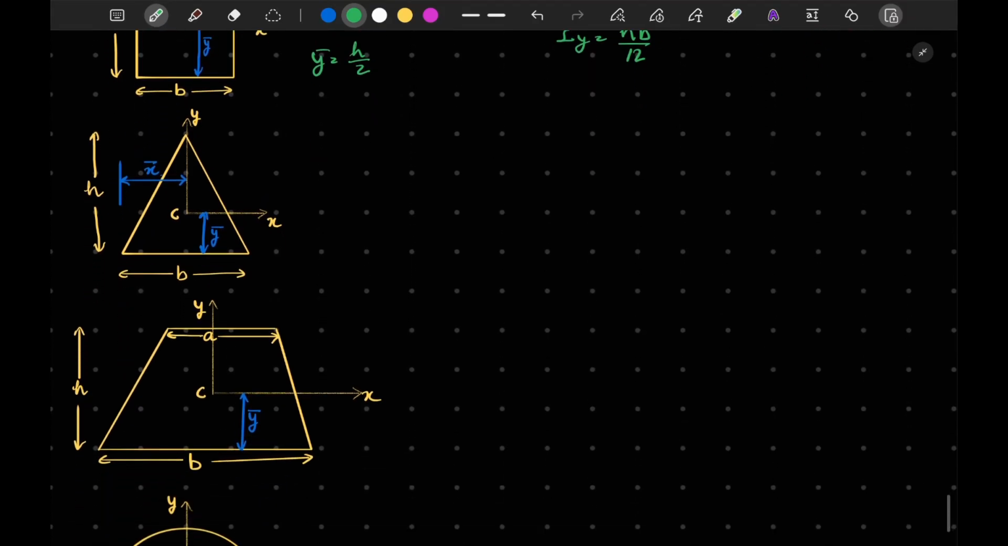Now our next figure is the triangle. In case of a triangle, I can write my area, where b is the base and h is the height, so bh by 2 is the area. I can write x bar: since this line is our axis of symmetry, this should be b by 2. And y bar is given by h by 3. At one third height there is the centroid location.